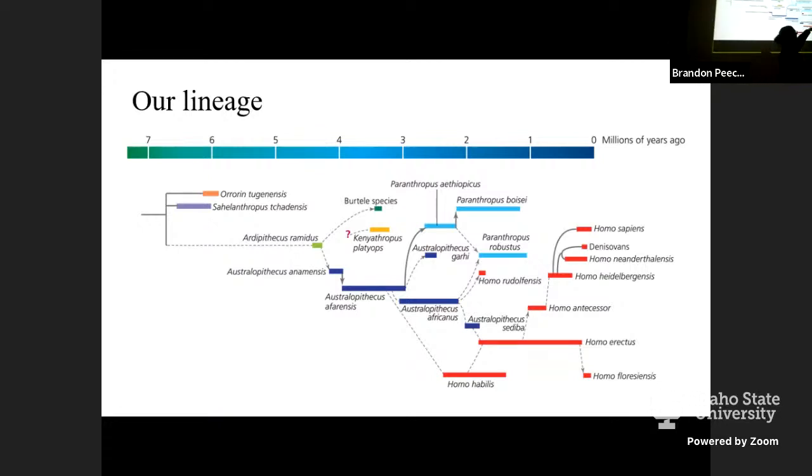You and I are the only species of human left on the planet, but every single thing on this slide is closer to us than it is to a chimp or a bonobo or anything else. So this is the human fossil record going back about 7 million years.